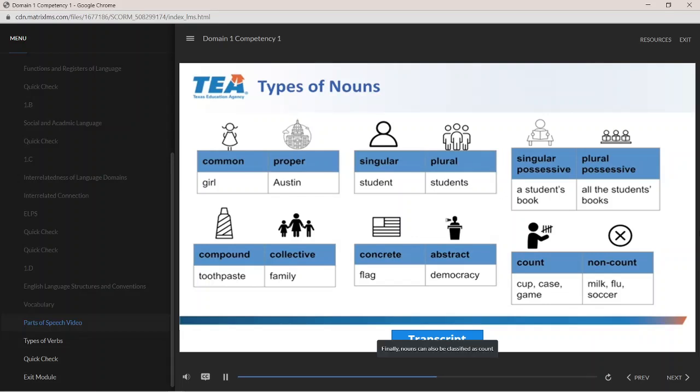Finally, nouns can also be classified as count or non-count. Non-count nouns include things such as liquids, like milk, a disease, like flu, or an abstract idea, like soccer. In order to count those nouns, you would need the context of count nouns, like a cup of milk, 300 cases of the flu, or 7 soccer games. Cup, case, and game are all count nouns.